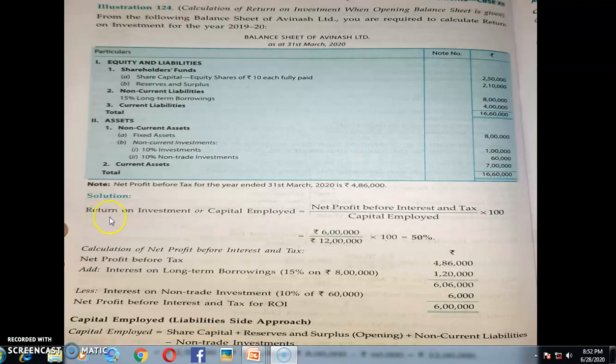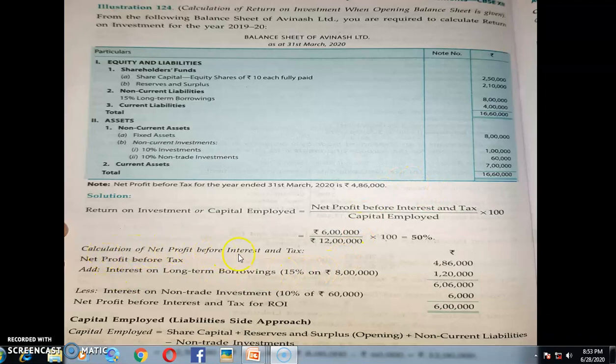First of all, write down the formula. Return on investment or capital employed is equal to net profit before interest and tax divided by capital employed into 100. So for calculating net profit before interest and tax, you are given here net profit before tax, but you are not given before interest. So you have to calculate it through a working note.